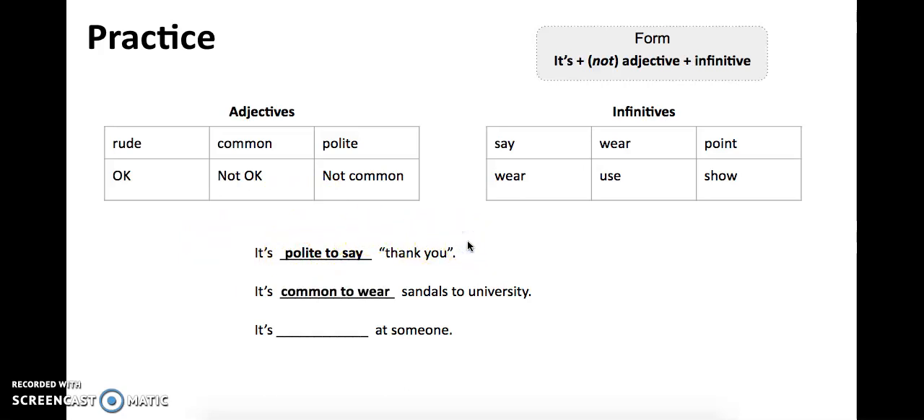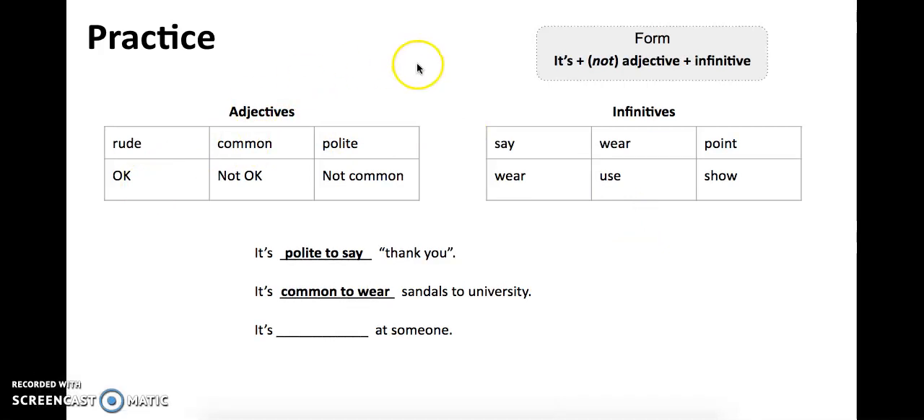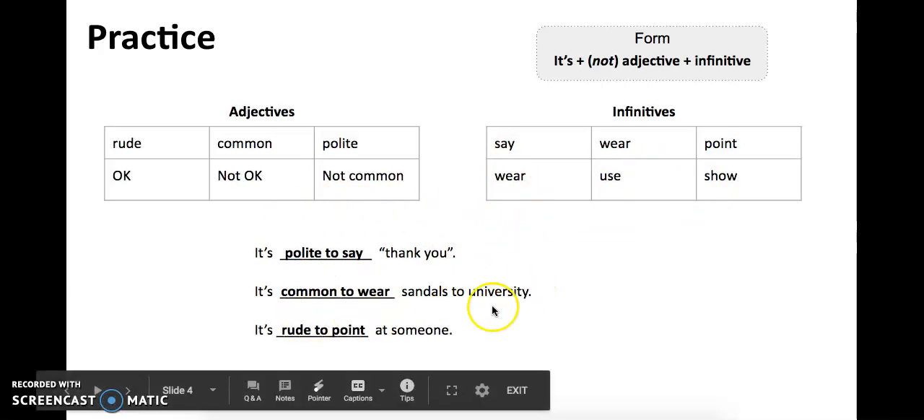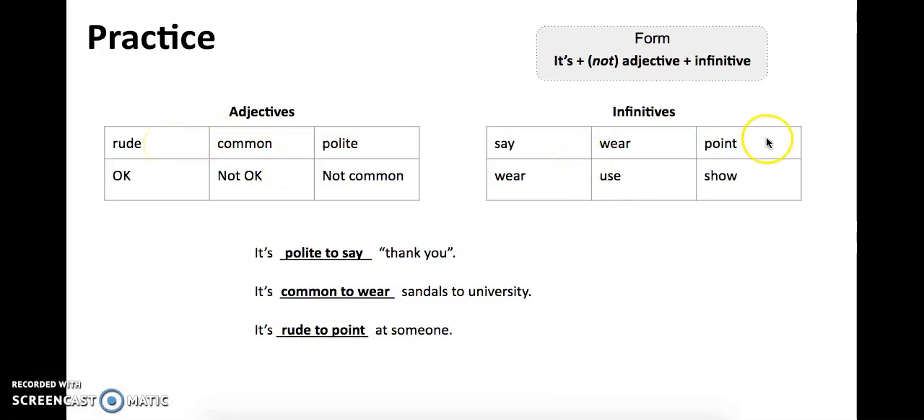The next one, it's common to wear sandals. So common, or it's okay. Yeah. Or in some places, you can say it's not common. Again, the infinitives are here to be used in what's befitting. And the last one, it's rude to point at someone. So here you have rude and the infinitive point. So it's rude to point to someone.